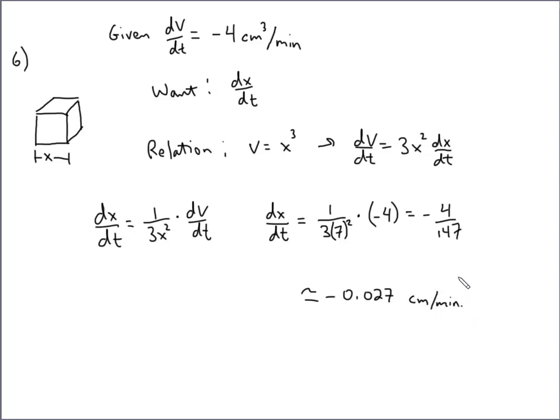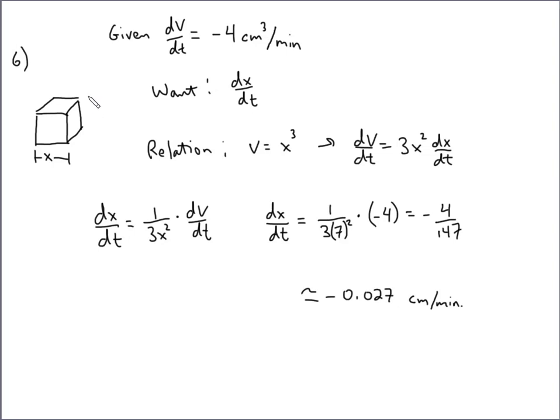So pretty slow. The side length is going to change at that rate, about 2/100ths, or about 3/100ths of a centimeter every minute, if the volume is changing at that rate. And again, that is only going to go for basically the moment that it starts melting, when it has that side of length 7, as is given in the problem.